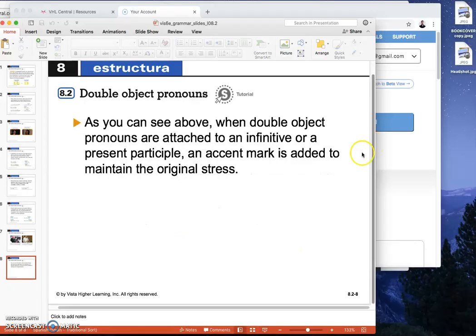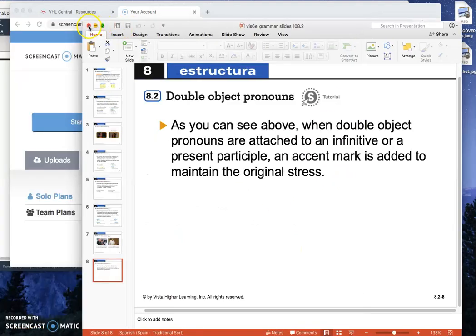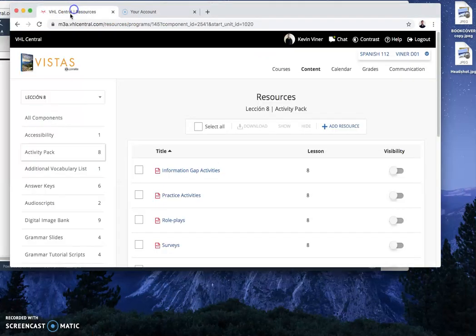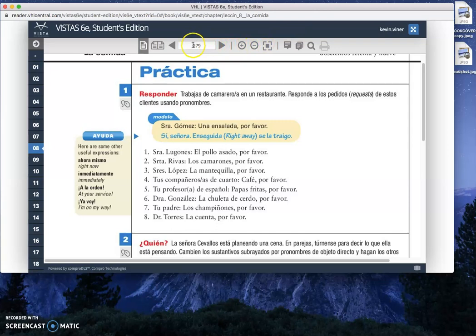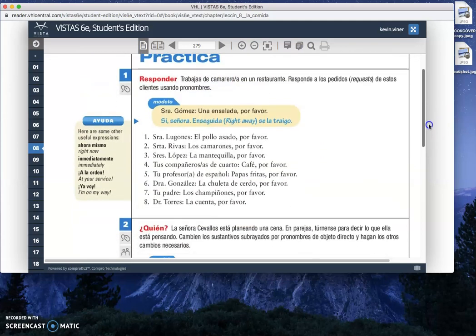All right, so let's do a few activities here. I'm going to close this PowerPoint, but like I said, if you want to follow along in your book, we're on page 279, okay? And we're going to do two activities, activity 1 and activity 2. And as always, you can pause it as you think about the answer before I give it, all right? All right, so let's read the instructions.